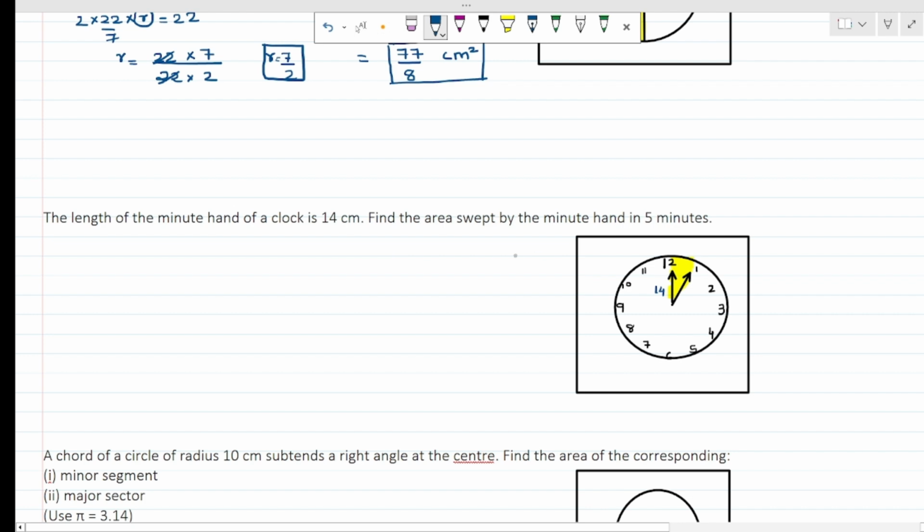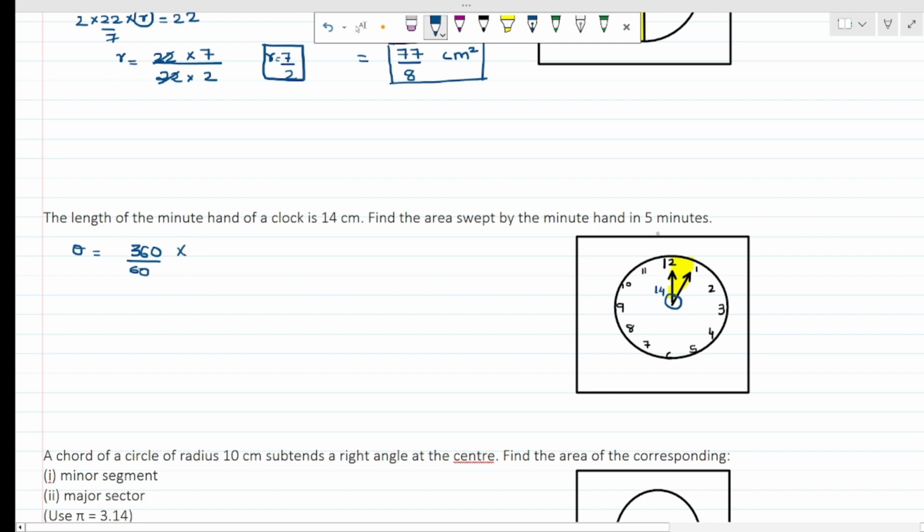How will I do so? First thing, I am not provided with my theta. My theta is not given in this case. So, first I need to find out the theta. As we know, the whole circle's angle will be 360 degree. So, write down 360 degree. Theta is equal to 360 degree upon, the whole clock takes 60 minutes to cover the whole area. So, write down 60 minutes.